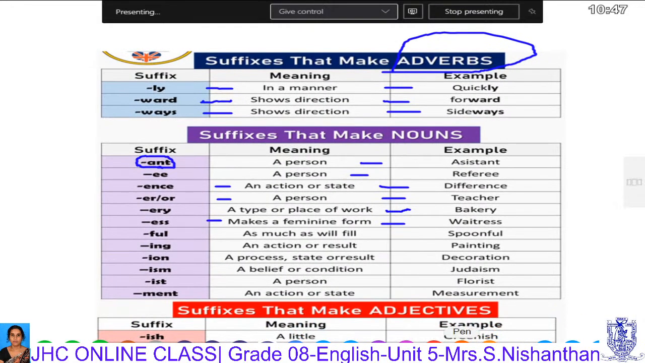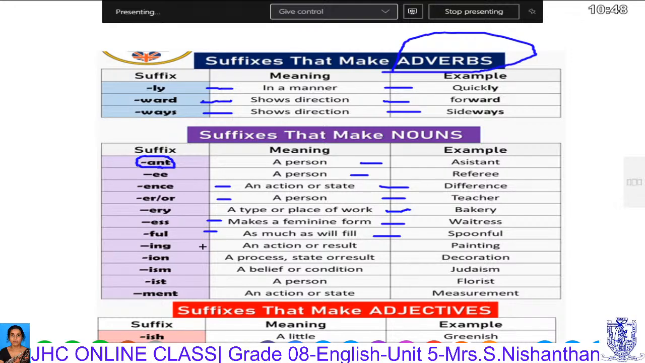And full. What does it give? As much as willful. Fill. A spoonful. Careful. As much as will. Careful. Helpful. Right?